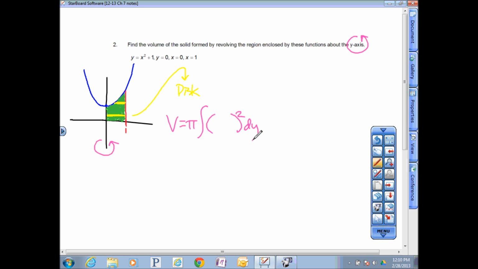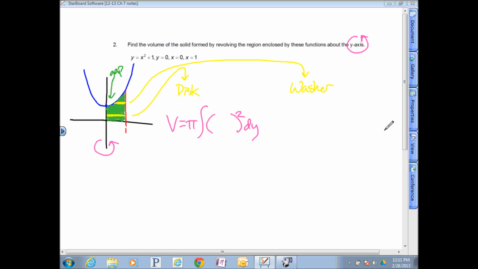The other rectangle, because it's in between 2 curves, there is a gap again. And if there is a gap, we know that this top rectangle is going to require us to use a washer method. So there's a gap on the top one, but not on the bottom one, which means we need 2 separate integrals. So now when we set up our washer method, pi integral from, I don't know where, something squared minus something squared dy.